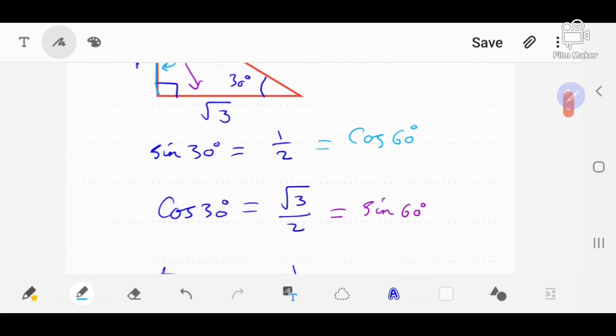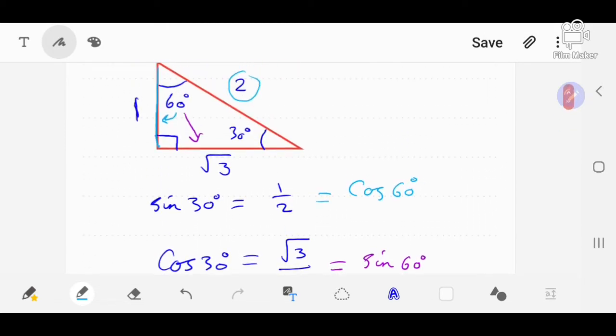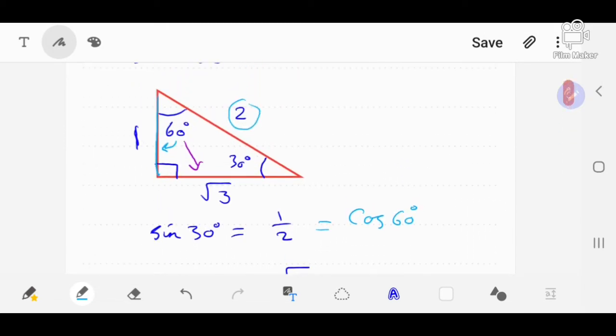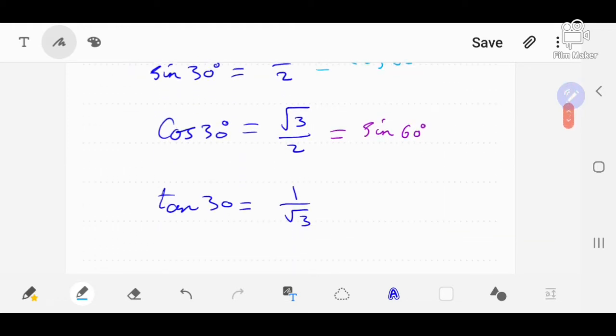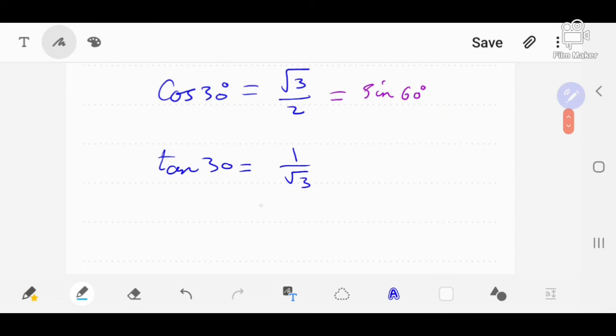About the tan 60, it's the opposite over the adjacent, radical 3 over 1. So it's the reciprocal of tan 30. So tan 60 will be equal to radical 3 over 1, which is radical 3 only. So it's not hard to remember these.